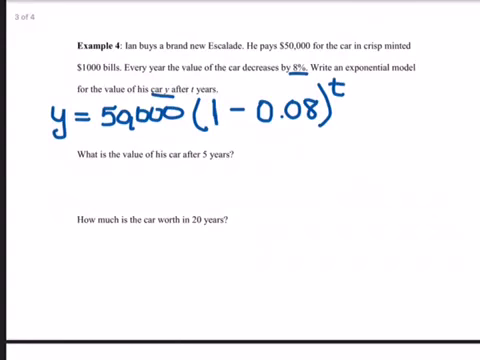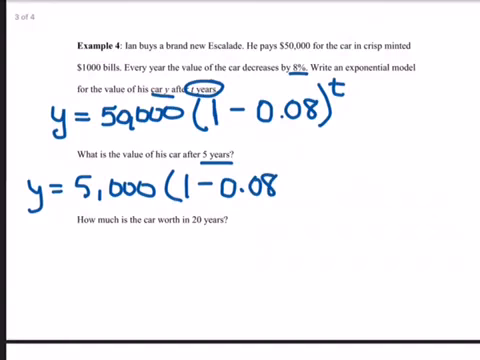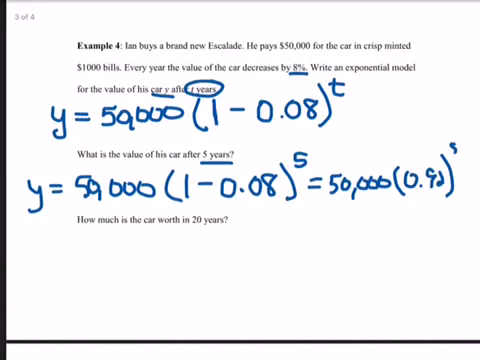Okay, so now using your calculator, we can determine how much the car is worth after 5 years. The t variable is already in years, so we don't have to convert anything. So I'm going to type into my calculator 50,000 times 1 minus 0.08, or you could say 0.92, raised to the 5th power. And I get, so my 50,000, again, I can rewrite that if you wanted to, is 50,000 times 0.92 to the 5th power.